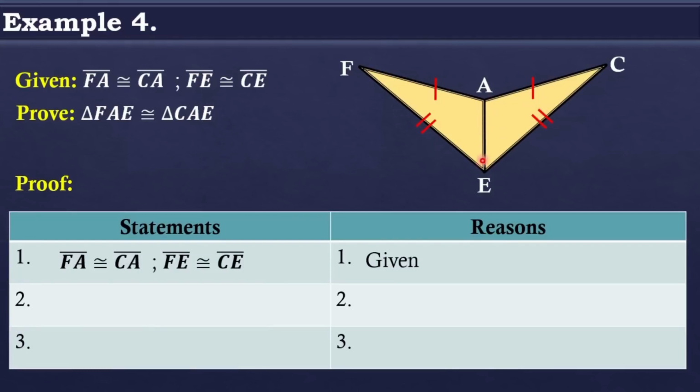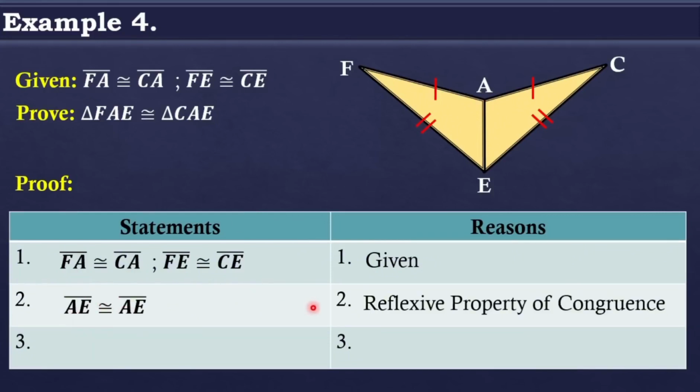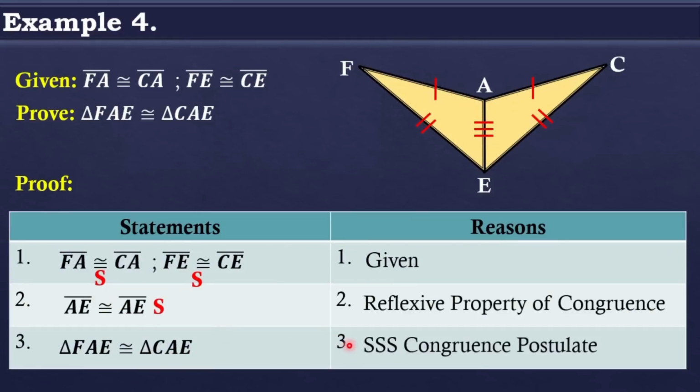Next, so since nag-share po sila ng common side, therefore, we can also say that segment AE is congruent to segment AE, and that is by reflexive property of congruence. So lagyan po natin dito ng mark that this side of a triangle are congruent. So congruent sila since nag-share, congruent ito dahil nag-share sila ng common side. Alright, so we now have 3 parts of corresponding sides na congruent po sa dalawang triangles natin. So we now have triangle FAE is congruent to triangle CAE. So this is a side, this is also side, and this one is a side. So therefore, we can say that these two triangles are congruent by SSS congruence postulate.